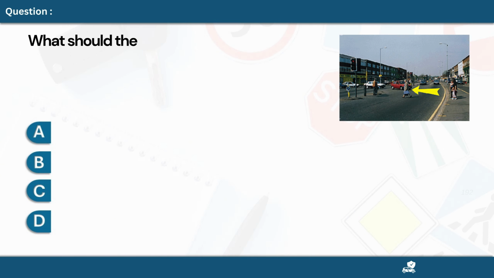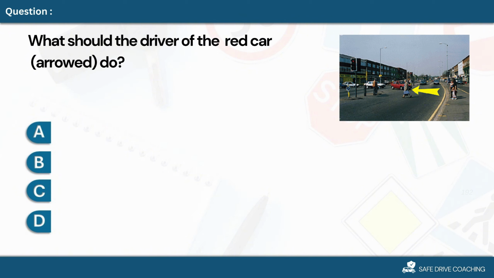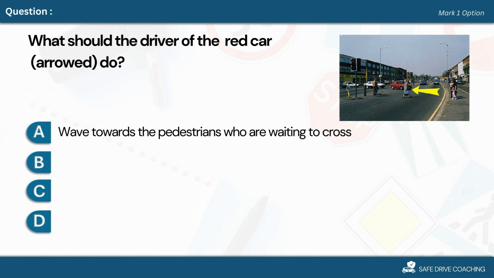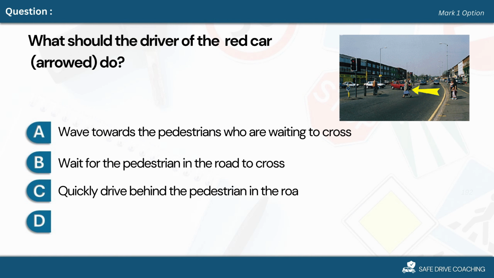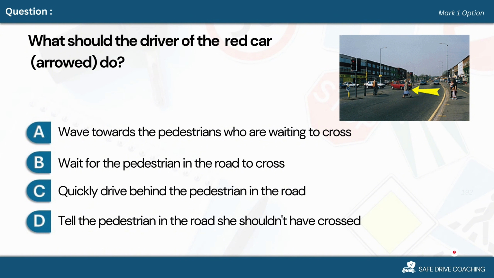What should the driver of the red car, arrowed, do? A. Wave towards the pedestrians who are waiting to cross. B. Wait for the pedestrian in the road to cross. C. Quickly drive behind the pedestrian in the road. D. Tell the pedestrian in the road she shouldn't have crossed.